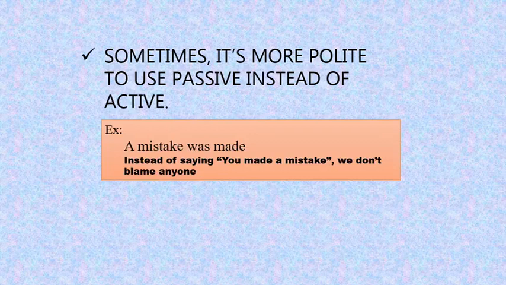Sometimes it's more polite to use passive instead of active. For example, a mistake was made. Now, instead of saying you made a mistake, we don't blame anyone. Students, we have often observed in the news that we listen to or the newspaper that we read that mostly passive form is used to give the news or to break some fact or some news that has taken place.